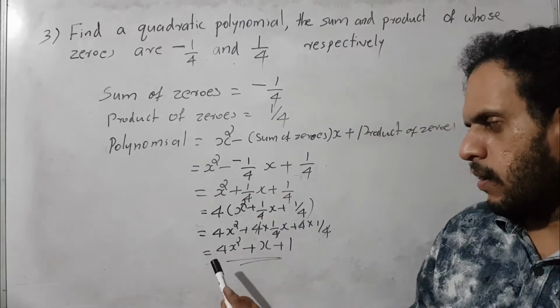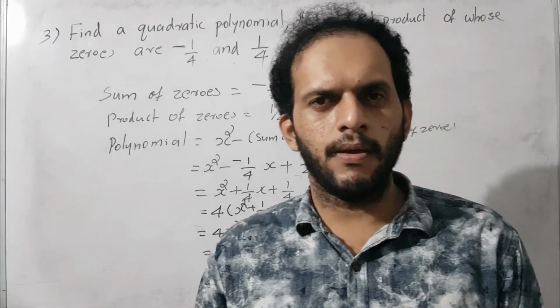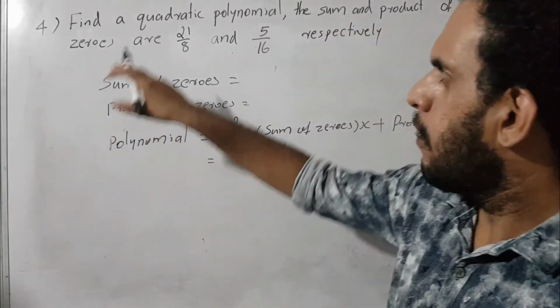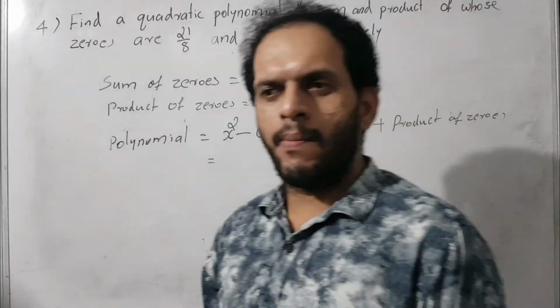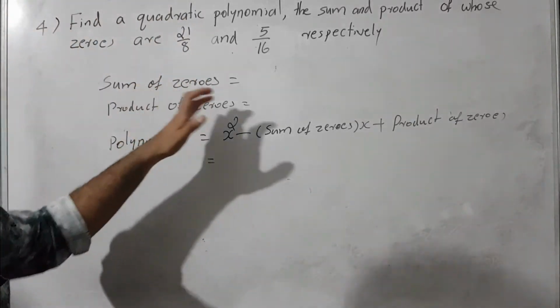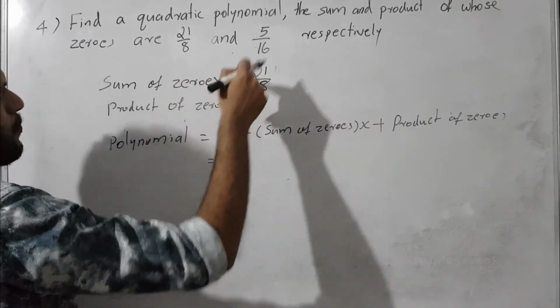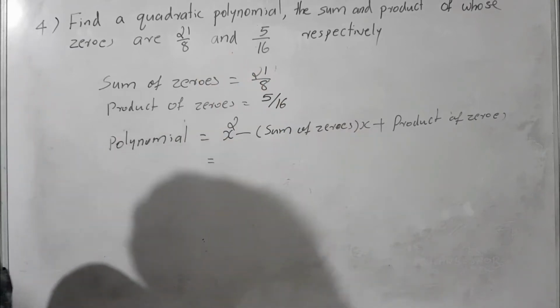So we got the last, what is the quadratic polynomial? 4x square plus x plus 1. Okay? Here we are doing one more question, the same idea. What is that? Here is given, find a quadratic polynomial, the sum and the product of whose zeros are 21 by 8 and 5 by 16 respectively. Okay, the same idea. Here also we need to write the quadratic polynomial. The sum of zeros is equal to 21 by 8 and the product of zeros is equal to 5 by 16.